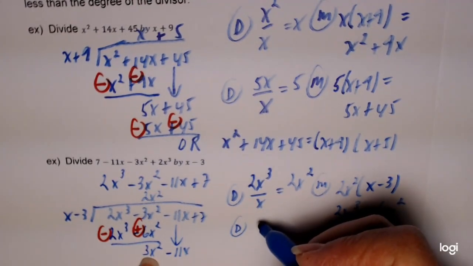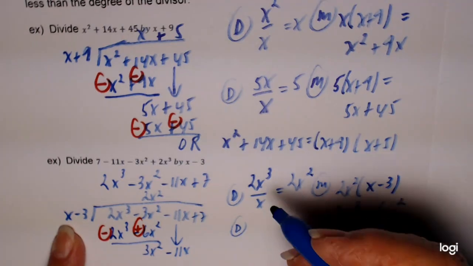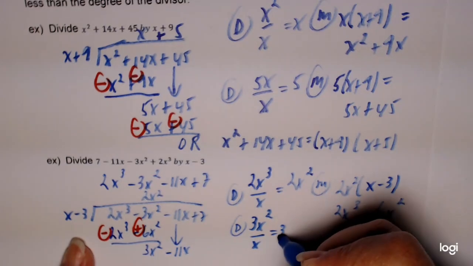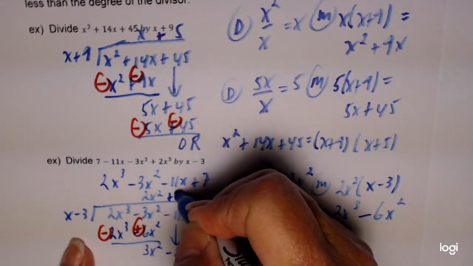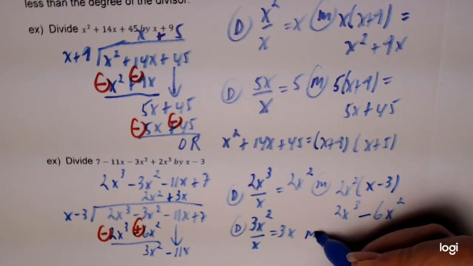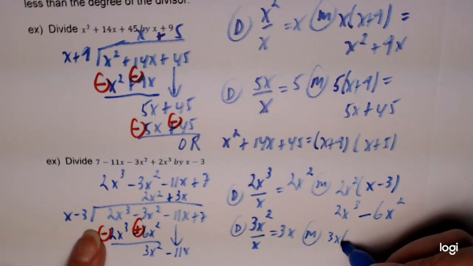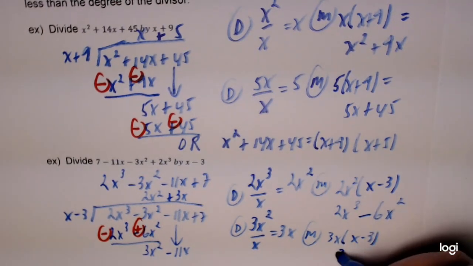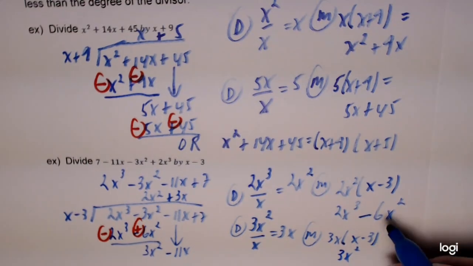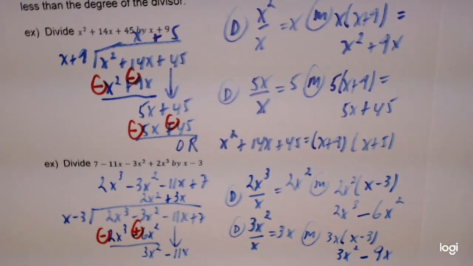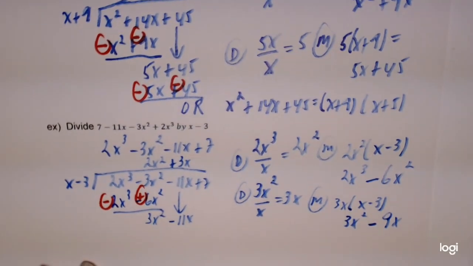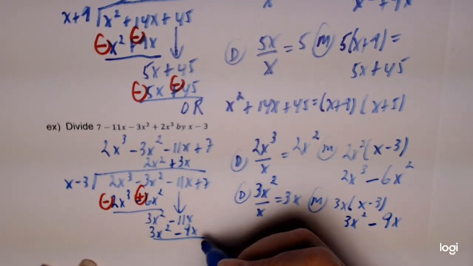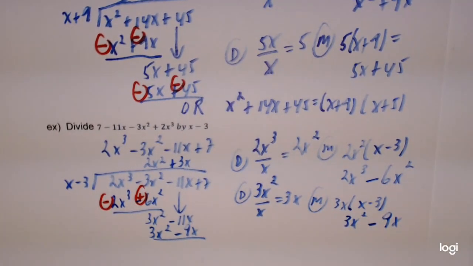For division, it's the first divided by the first. 3x squared divided by x is 3x, and it's positive, so I write my 3x there. And now the multiplication, 3x times this whole divisor, x minus 3. 3x times x is 3x squared. 3x times negative 3 is minus 9x. And I put that here, 3x squared minus 9x. And once again, we subtract.